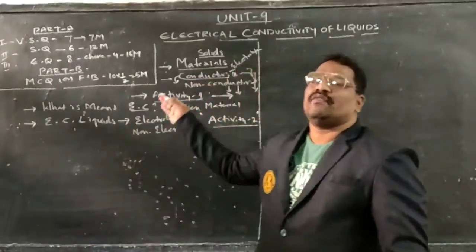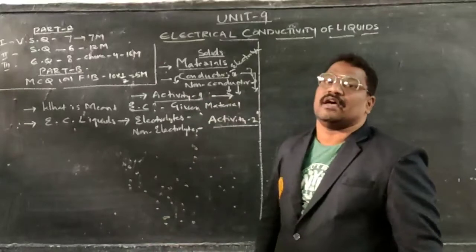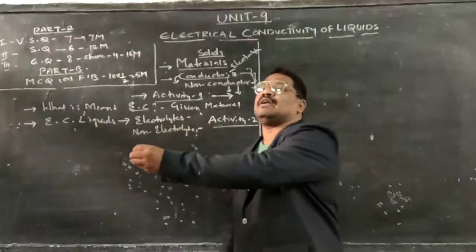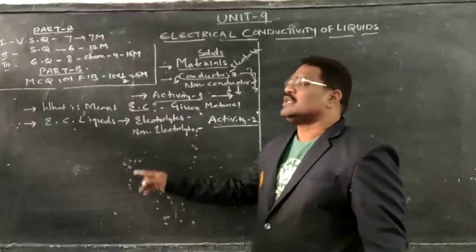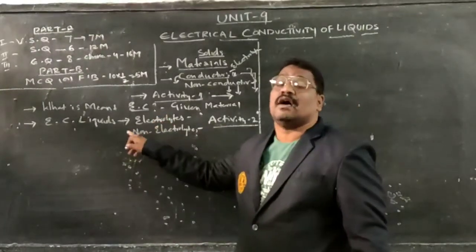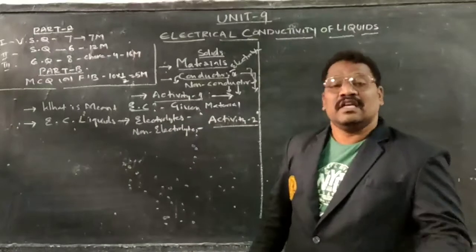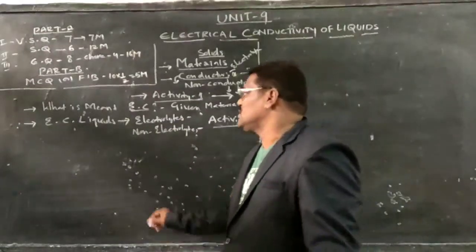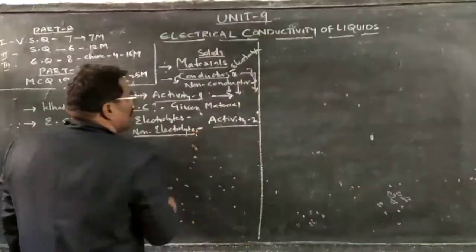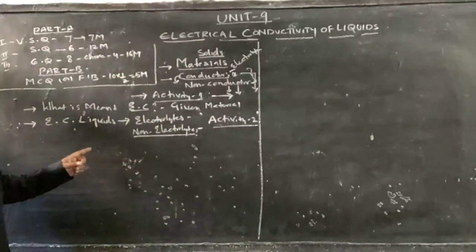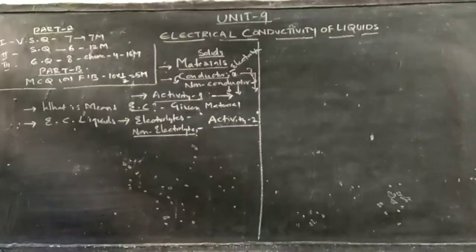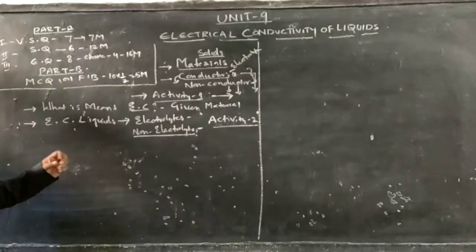So on. All different types of liquids we will take up. We'll test them by connecting through conducting wire as well as an LED bulb. If the bulb glows, we can say that those liquids are good electrolytic liquids. If the bulb doesn't glow, those liquids are called non-electrolytic substances. That is activity 2 that we can do here.